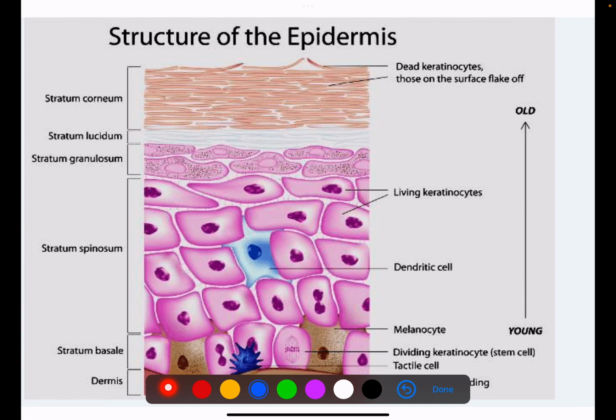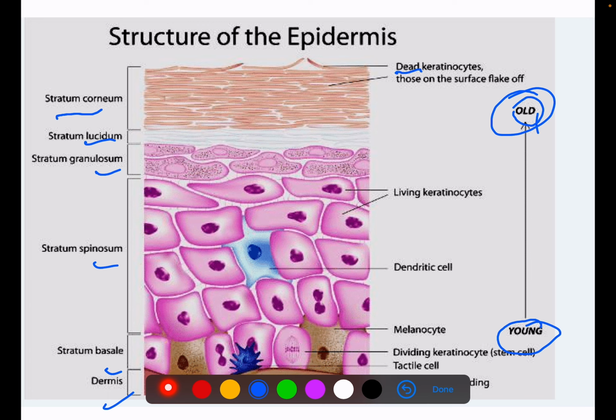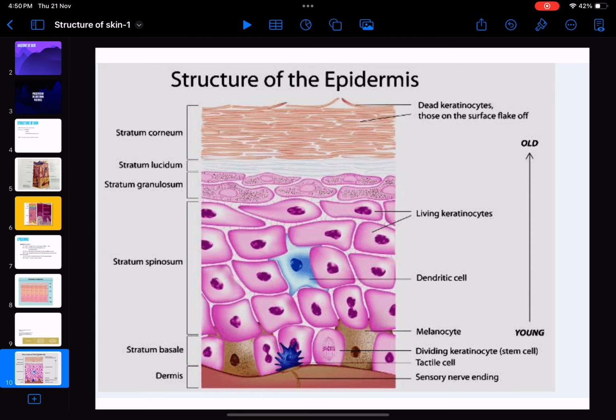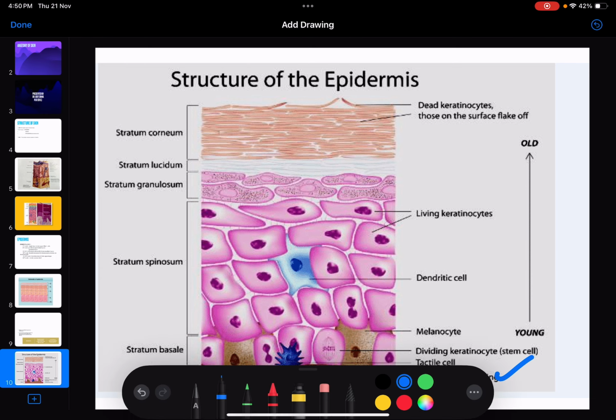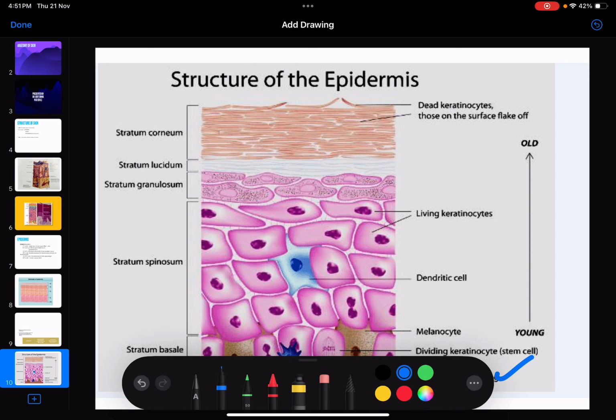Structure of epidermis: stratum corneum, stratum lucidum, granulosum, spinosum, basal, dermis. So this is the youngest keratinocytes. This is the oldest keratinocytes. After old, what do you get? You die. So we find here the dead keratinocytes, and here living keratinocytes. We have here dendritic cells, which I'll explain later. We have melanocytes, tactile cells, Merkel, Meissner's, and sensory nerve endings.